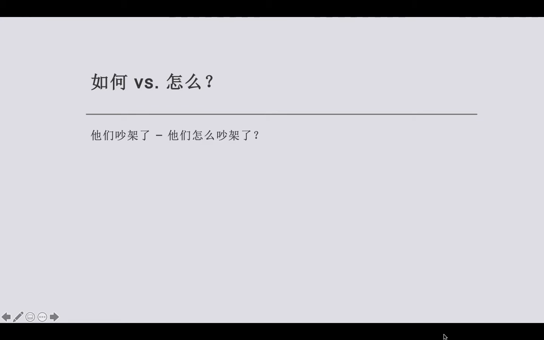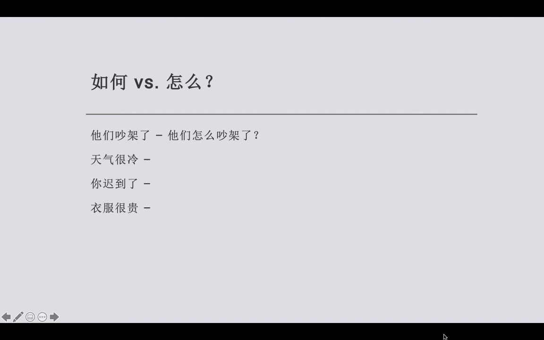他们吵架了。They quarreled. So if you want to ask the reasons why they quarreled, as we said, you can simply put 怎么 before the verb, right? And put it in an interrogative way with the interrogative mark. So it will be 他们怎么吵架了？You got it? It's quite easy, right? So here are some exercises.